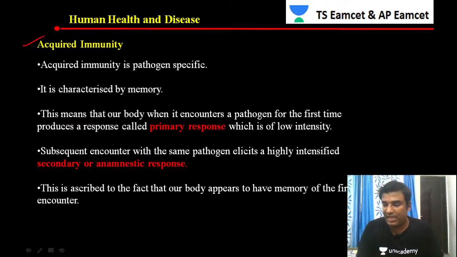So let us see something about acquired immunity. Acquired immunity is pathogen specific. It is specific to the pathogen, and it is characterized by memory. Based upon the memory, the antibodies will be produced by the human being. So that is totally based upon the memory.